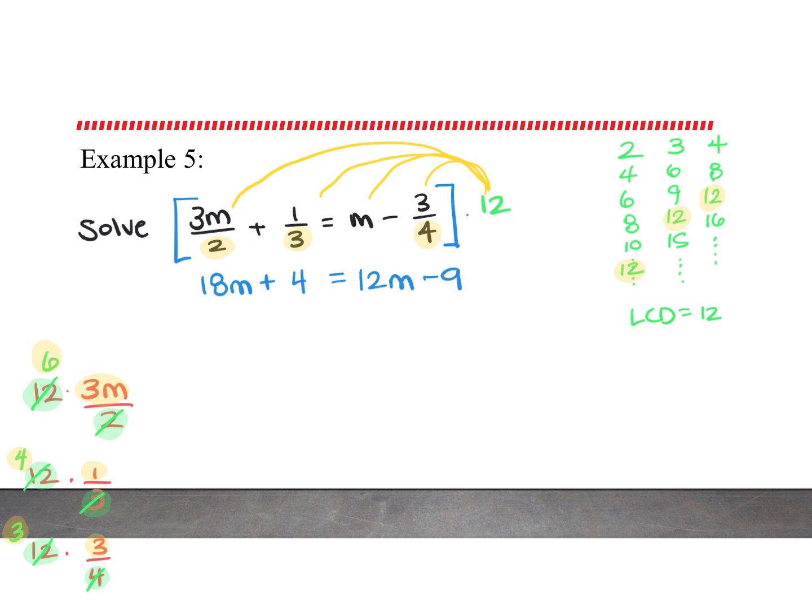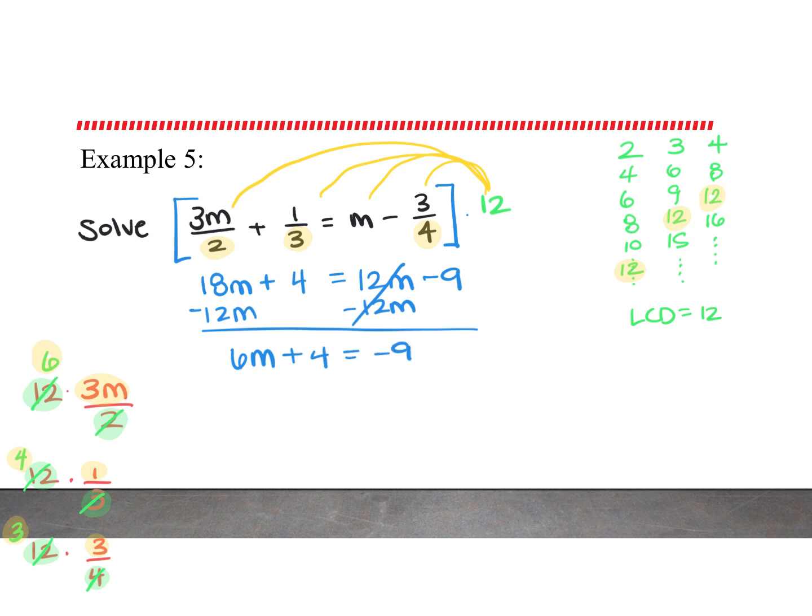Notice with that one step of removing our fractions, it makes this problem a lot easier to work with. So now I'm going to focus on getting my variables moved together, but I'm going to make sure they end up on a side where they're positive. So I'm going to subtract 12m from both sides. 12m minus 12m cancels. 18m minus 12m gives us 6m, and everything else comes down.